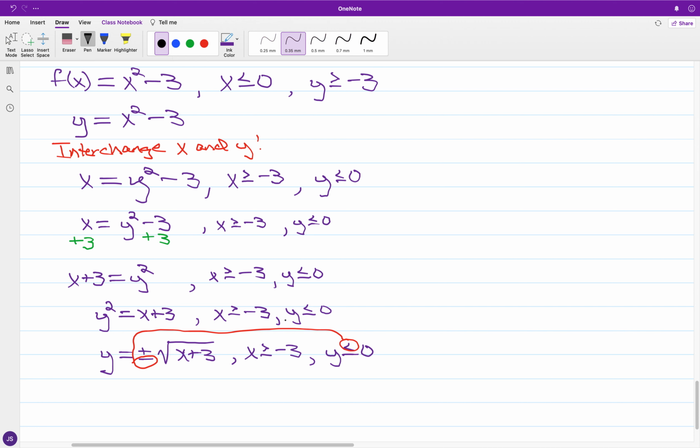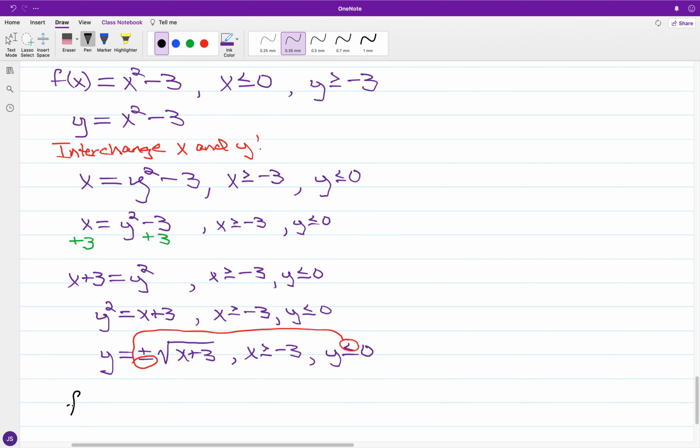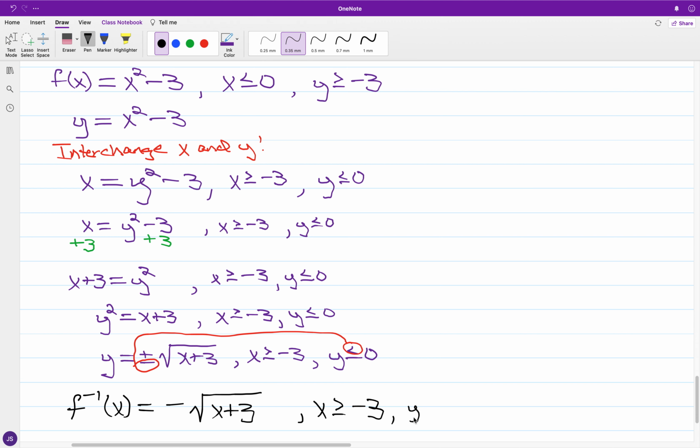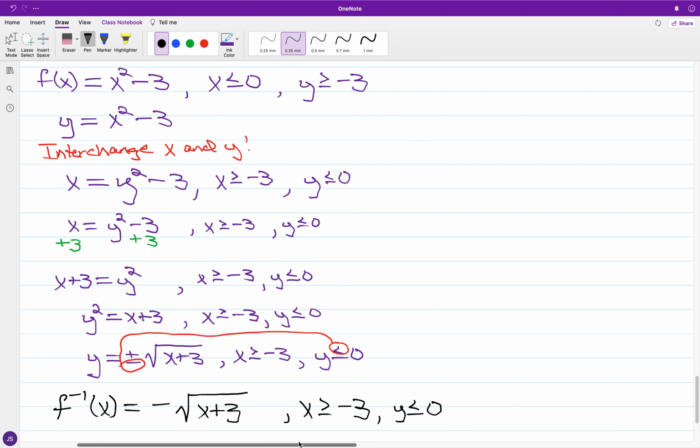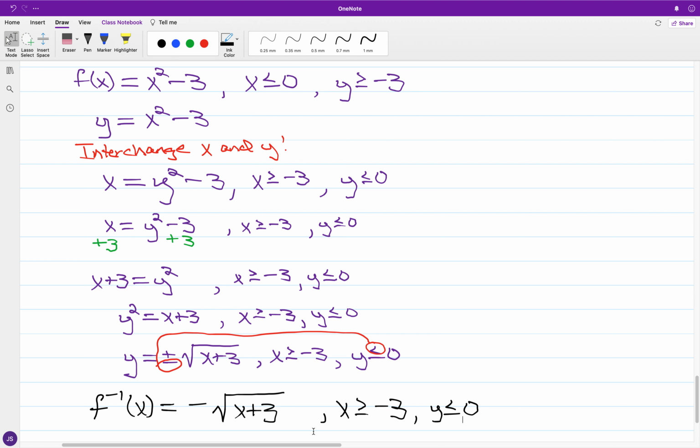And so it's going to follow that for the inverse of f of x, this is going to be the negative of the square root of x plus 3. Again, you would have with the restriction this time that x is greater than or equal to negative 3. And again, just to restate, y is less than or equal to 0. And just to give you a bit of a visual, we have, taking what we have, say, in Desmos.